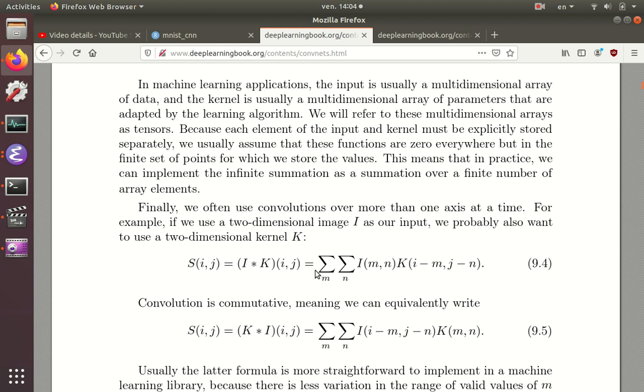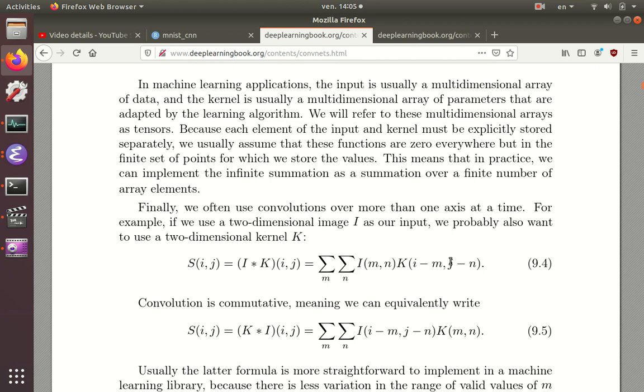And so what this looks like is that if we have a two-dimensional image I as our input, we're going to have a two-dimensional kernel K. And so what we're going to have is this convolution, which is this star operator here. I convolved with K at ij is going to be equal to the sum over all m and n, so these are positions in the neighborhood on the image here, of the image values times the kernel values.